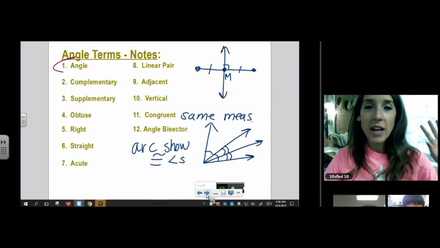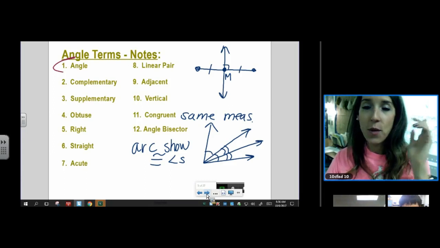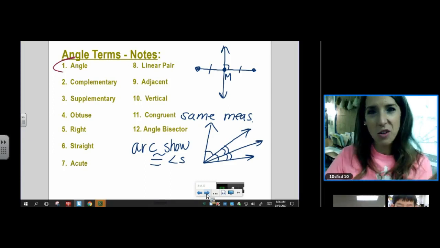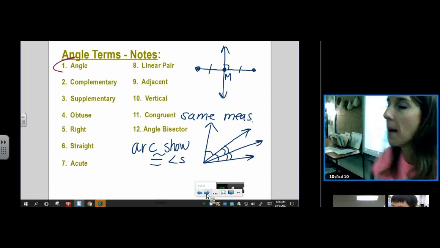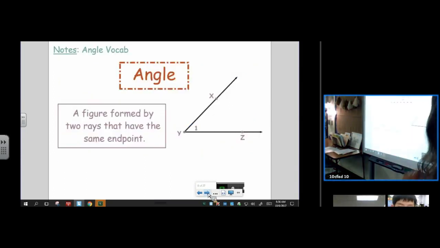Okay. We're going to dive into constructions, and then if we have time, we'll come back and do some more angle-y stuff. Ooh, I need to talk about how to name an angle. Almost forgot. Real quick.